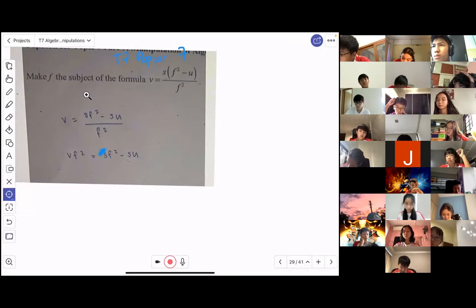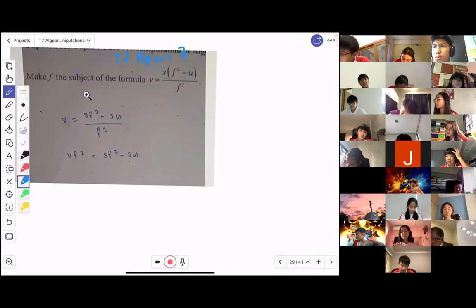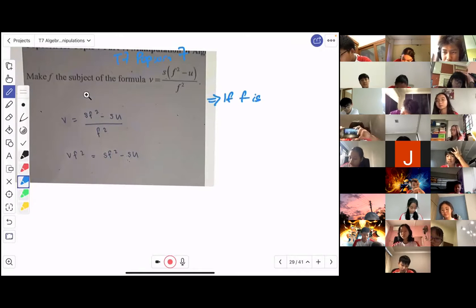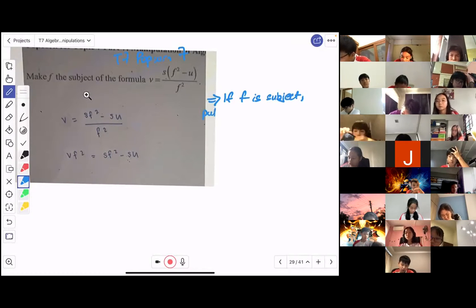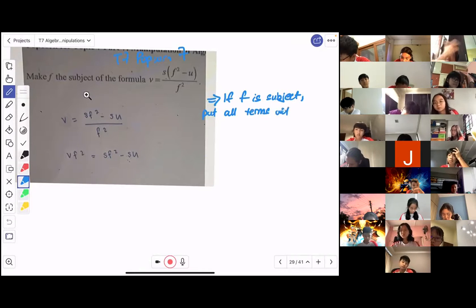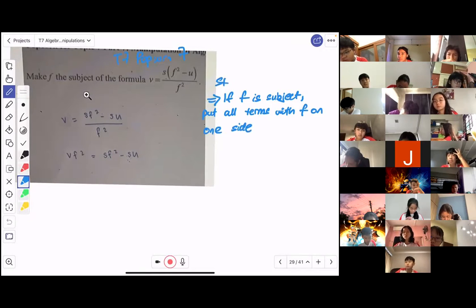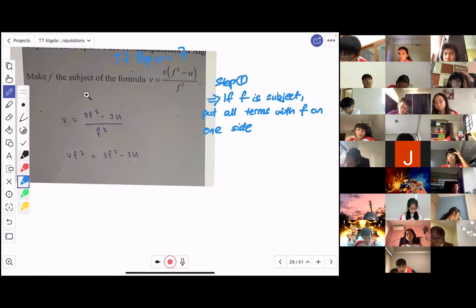What I just want to share with you is this. Very simple. When you want to make something the subject, all the terms of interest should be on one side. So for example, if f is the subject, put all the terms with f on one side. Okay, this is step 1.